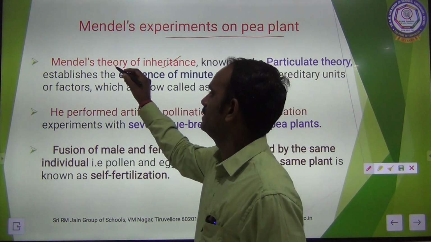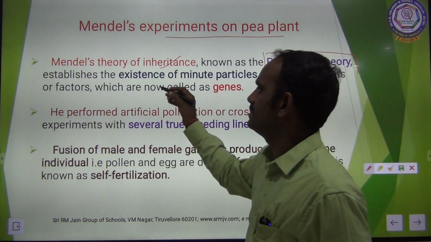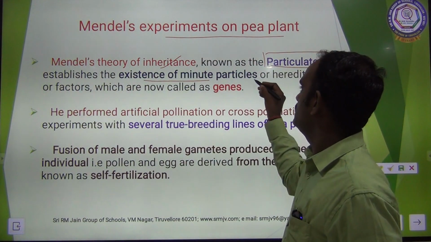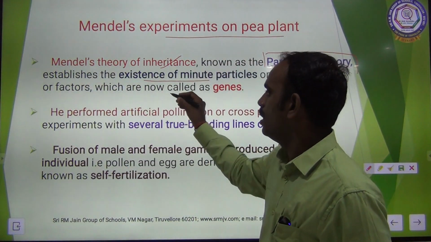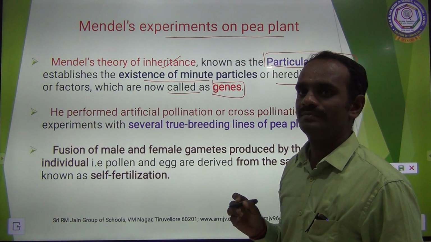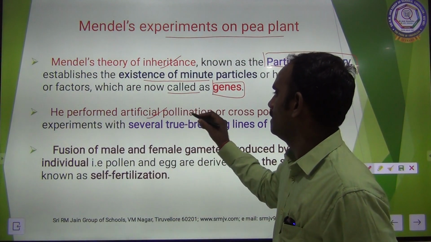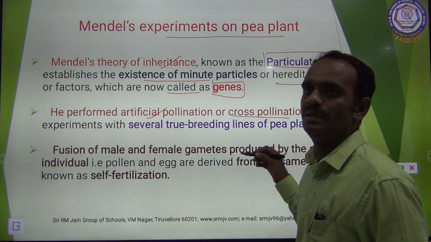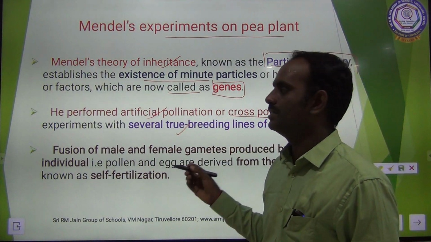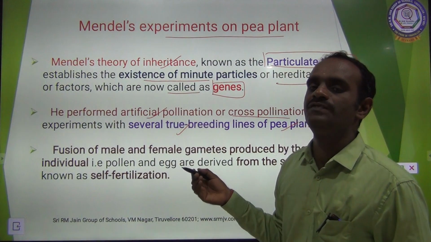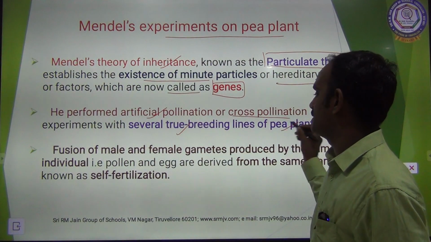Clear? So Mendel's theory of inheritance, known as particulate theory, established the existence of minute particles or heredity units or factors which are now called genes. He performed artificial pollination, that means cross pollination experiments, with several true breeding lines of pea plant.